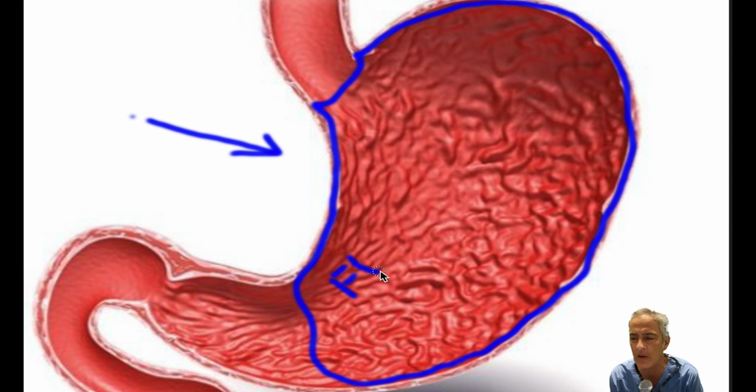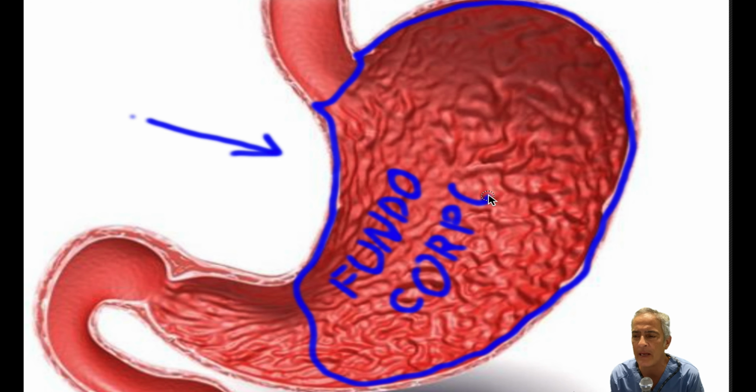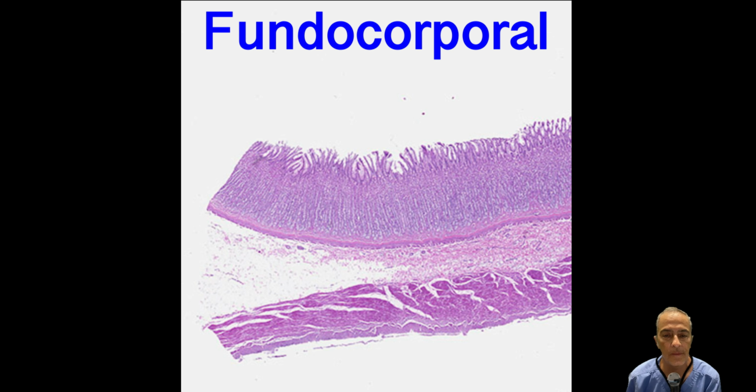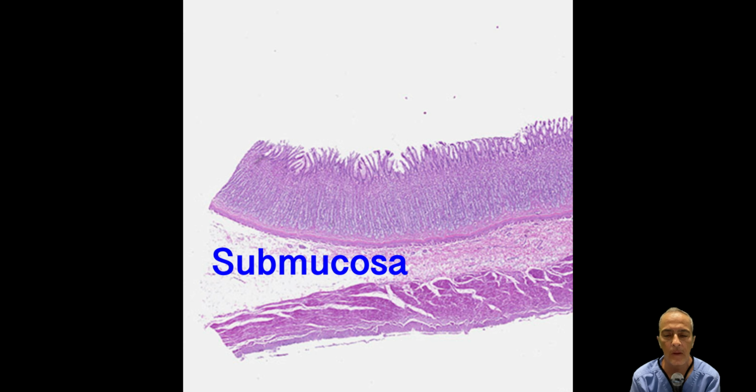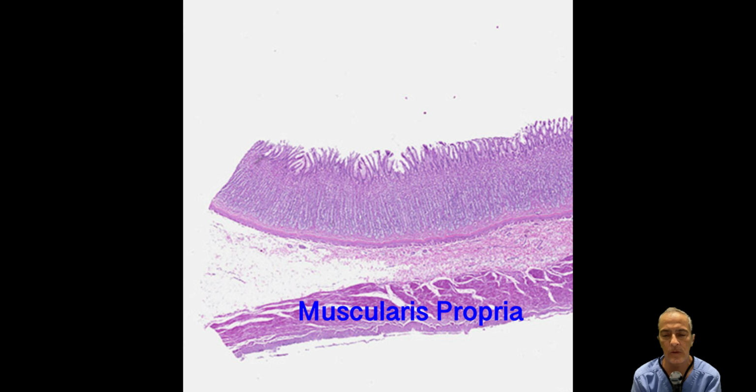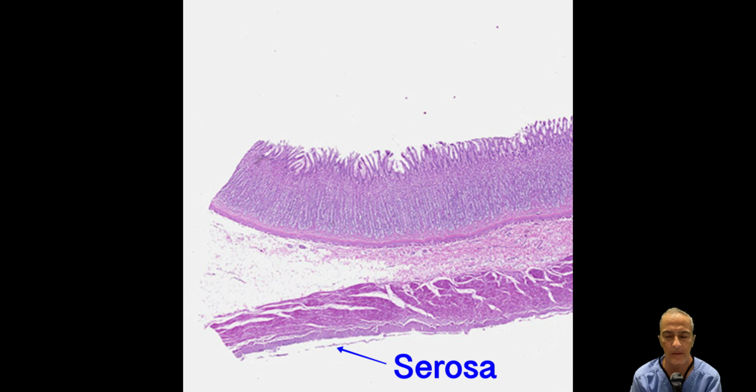They have the same physiology, they function the same, and the same histology, microscopically they look similar. The fundocorporal area shows mucosa, submucosa, muscularis propria with muscle responsible for the peristalsis, and serosa that covers the stomach.